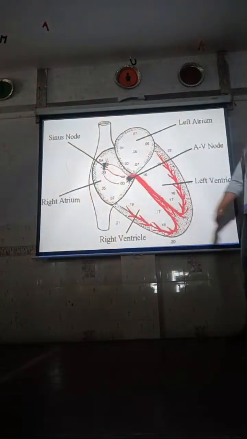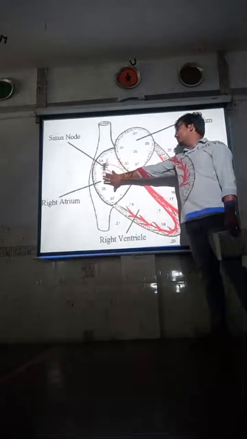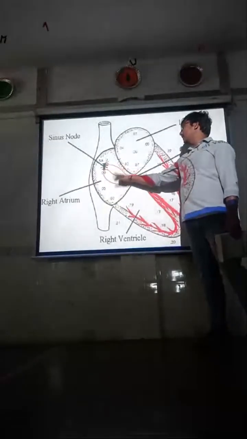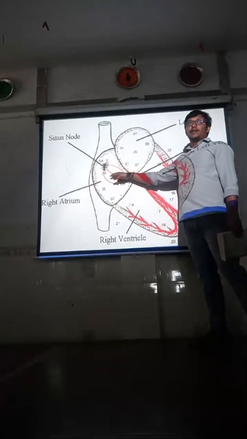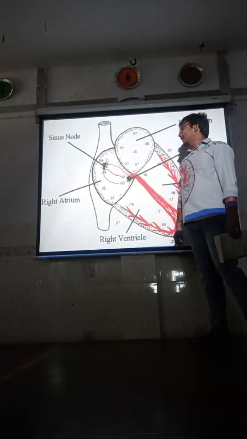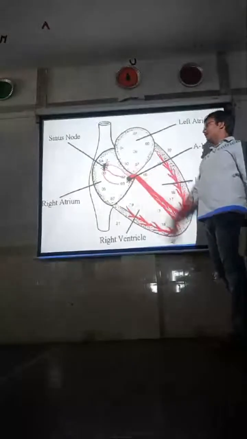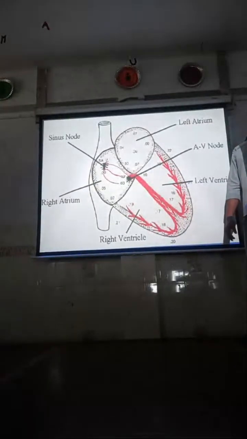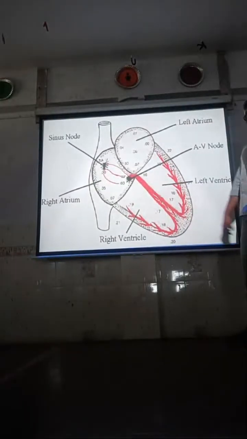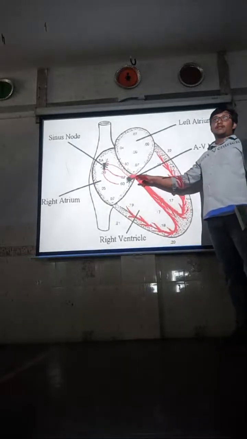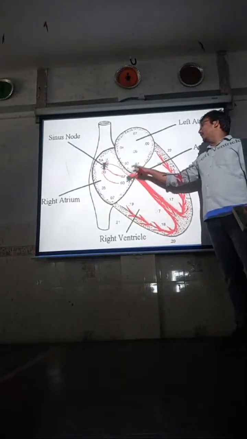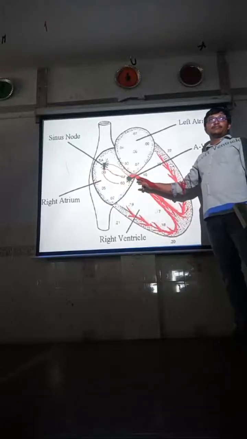This is what? This is the sinoatrial node, which is there in the right atrium. These three are what? Internodal pathways. This is the AV node, near the tricuspid valve. This is the common bundle of His, which is there between the atrium and ventricle.